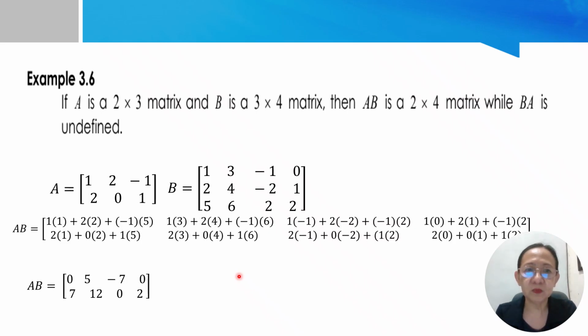So, try to observe. The result will have two rows from matrix A, wherein we are having 2 rows for matrix A, and then 4 columns in our matrix B. So, therefore, the result will be a 2 by 4 matrix.